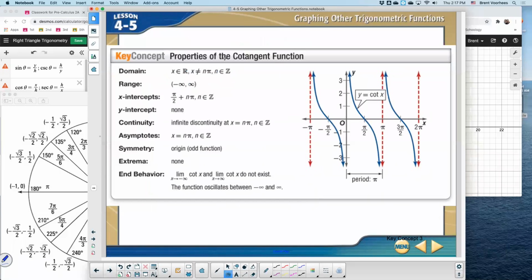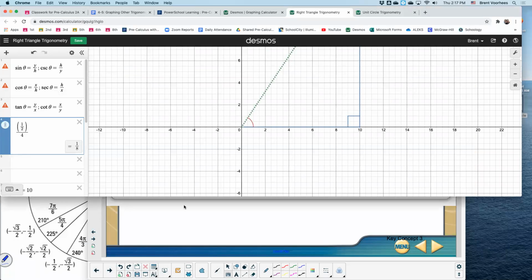All right, let's look at a different function. How about... I'm tired of tangent. Let's do something different. Let's talk about cotangent. Cotangent is the reciprocal of tangent, meaning instead of being y over x, it's going to be x over y.